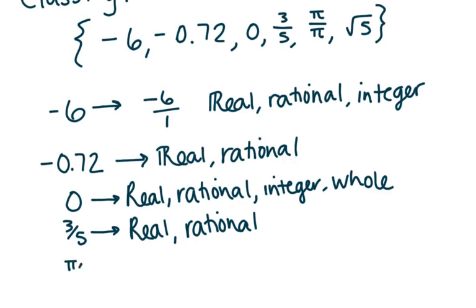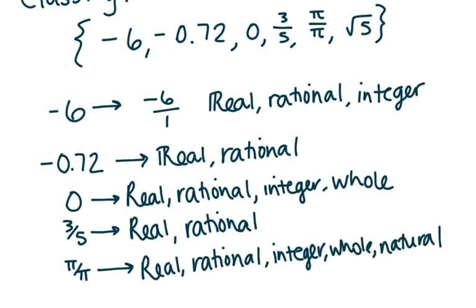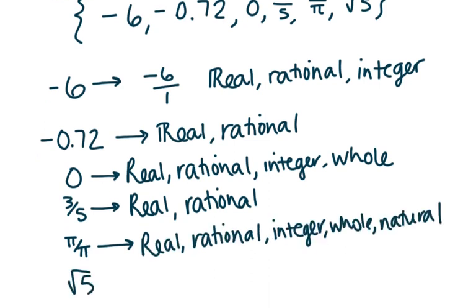Pi divided by pi simplifies to 1. So it is real, rational, an integer, a whole number, and a natural number. The square root of 5 is non-terminating and non-repeating, so it is real and irrational.